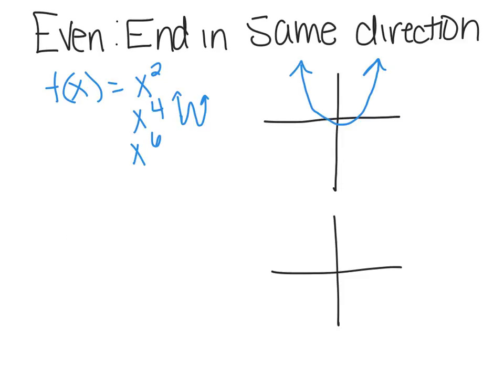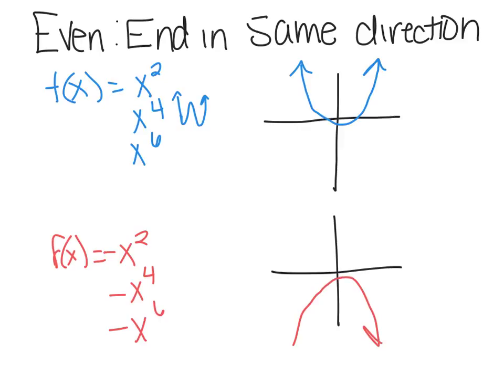Now, the opposite of that, so f of x equals negative x squared, negative x to the fourth, negative x to the sixth, and so on, is going to start down and end down. Again, you may have something that looks like this, but the direction is going to both point in the same direction if it's an even function.